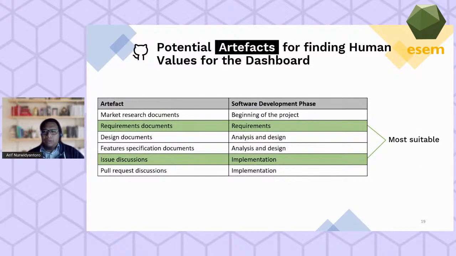For the artifacts suitable for finding human values for the dashboard, the practitioners identified several artifacts in various software development phases. Among those, requirement documents and issue discussion are considered the most suitable places where human values can possibly be found.